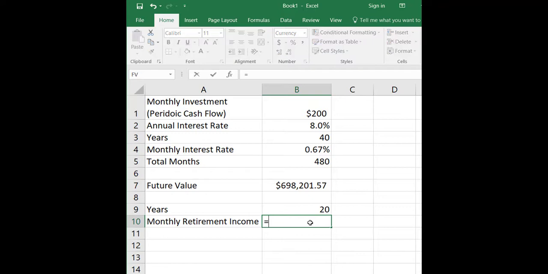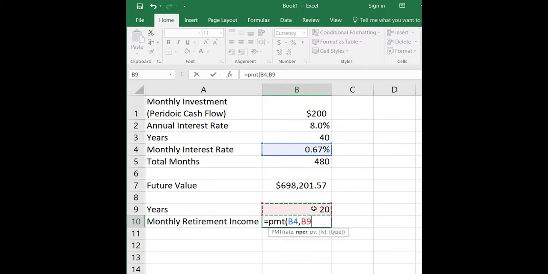So we type an equal sign and PMT and then an open parentheses. Now, this is intended to calculate a loan payment, but it can also calculate the payment coming out of an annuity. When you remember that a loan is just a type of annuity, it's a fixed cash flow. So we start off with a rate. We're going to use the same monthly interest rate that we used before, the 0.67%, which is 1/12 of our 8%. We'll type a comma and enter the number of periods.